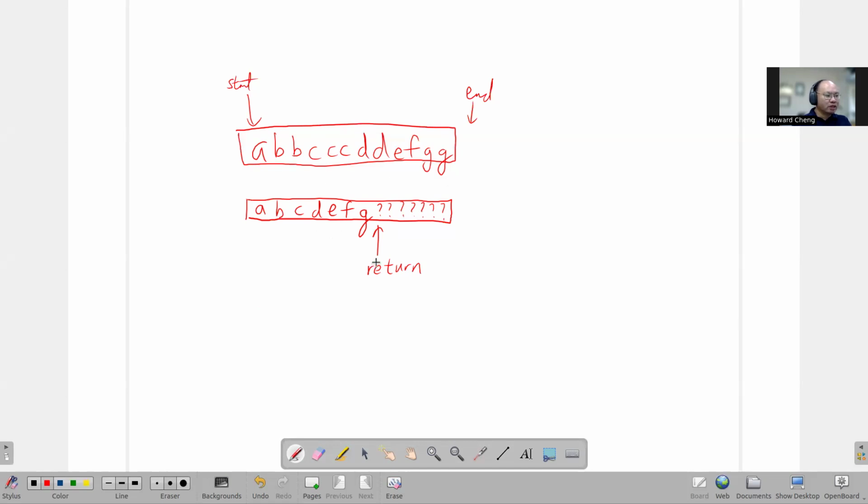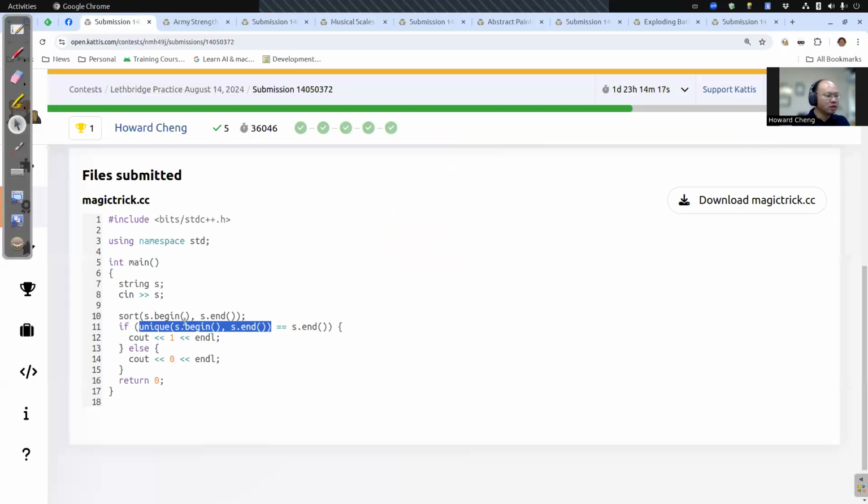So if I want to make sure that everything is indeed unique, I want this to point to the end, meaning that I did not actually remove anything. And that's what I did here. So I called unique on the whole container, and if it returns the end of the container, then it means that everything is unique. Okay, otherwise it's not. So again, maybe this is an overkill, but I want to show you how this unique function works in C++.